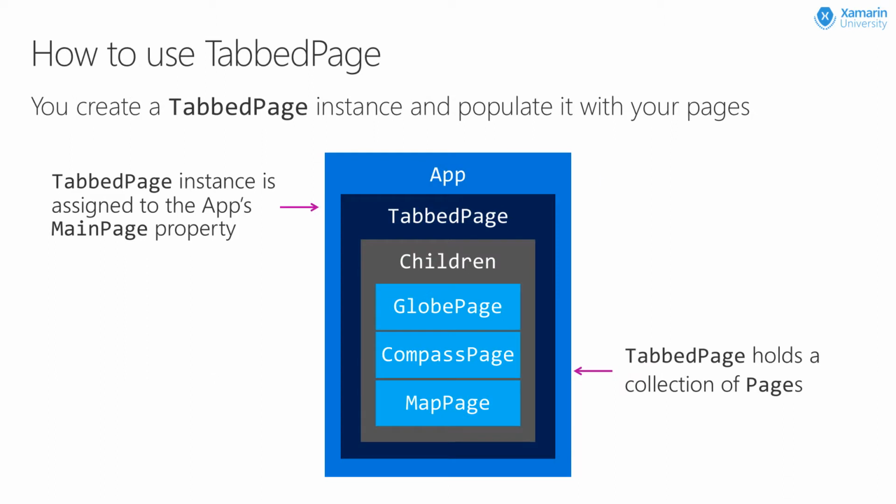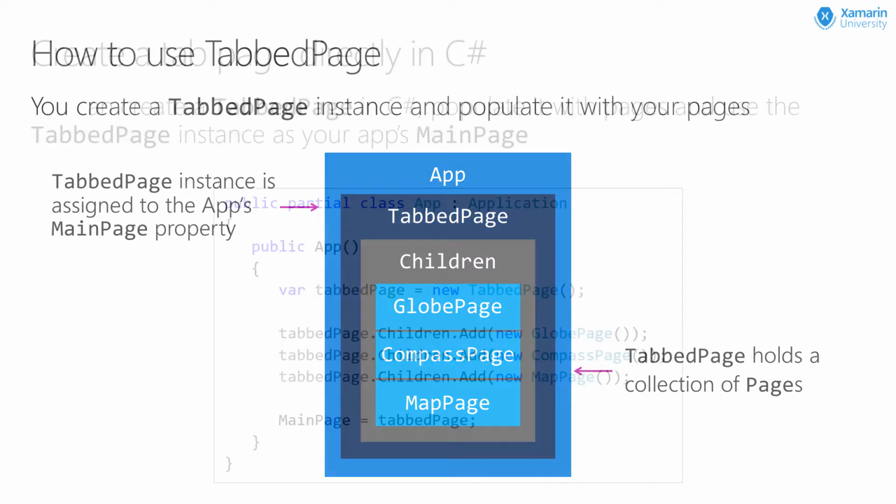Now, to use tabs in Xamarin.Forms, we're going to create an instance of a tabbed page and then assign it to the app class's main page property. It is not recommended to nest a tab page inside other navigation types, so it should always be the root page in your application. Now, the tab page instance will hold child pages in its children property, and a tab will automatically be displayed for each child in that children collection.